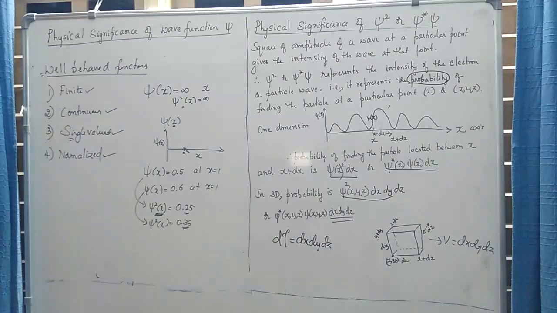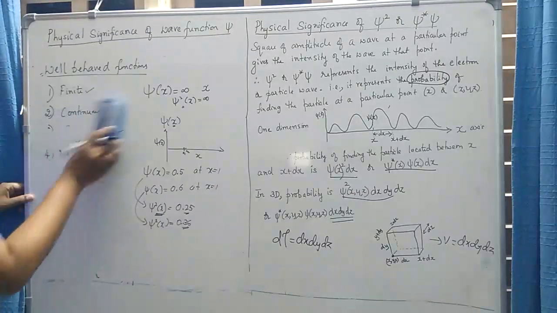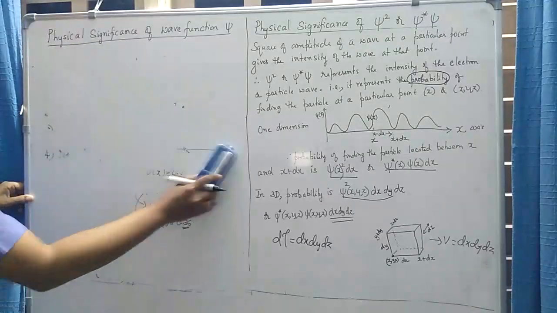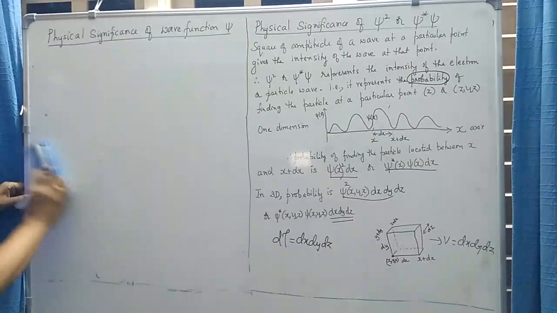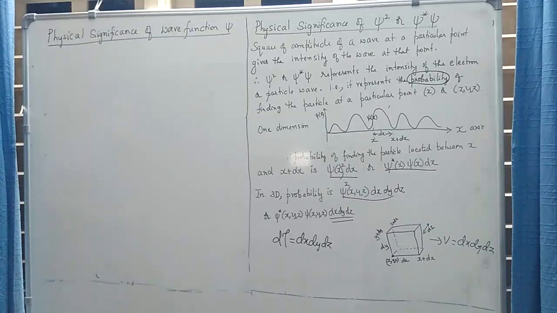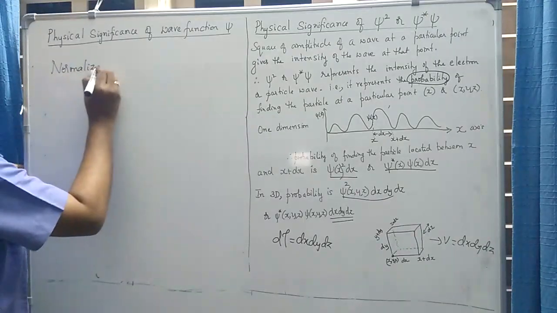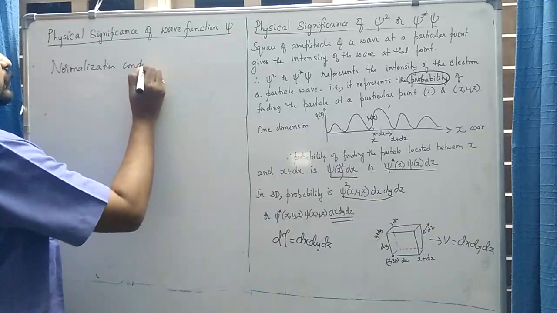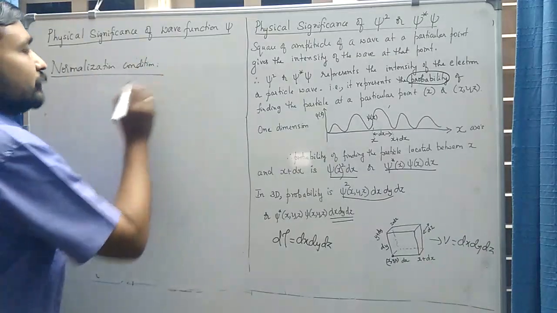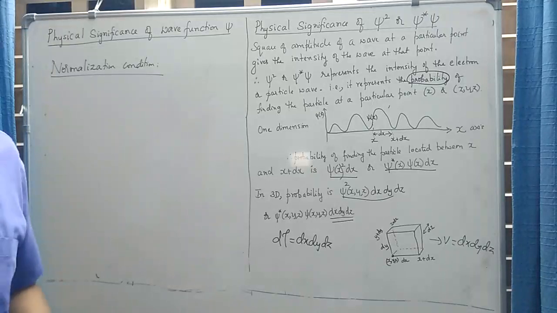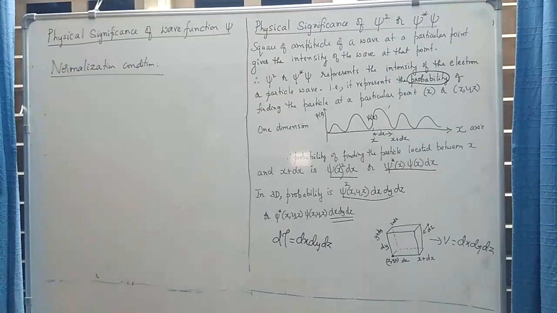The final desirable property of a well-behaved function is that it should be a normalized function. So what do you mean by a normalized function? First I will write normalized function, or it is called the normalization condition. When we solve a Schrodinger wave equation, we get an eigenfunction which is well behaved, that is it will be finite, single valued and continuous, but it may not be normalized. But we can make it a normalized function by applying this condition called the normalization condition.